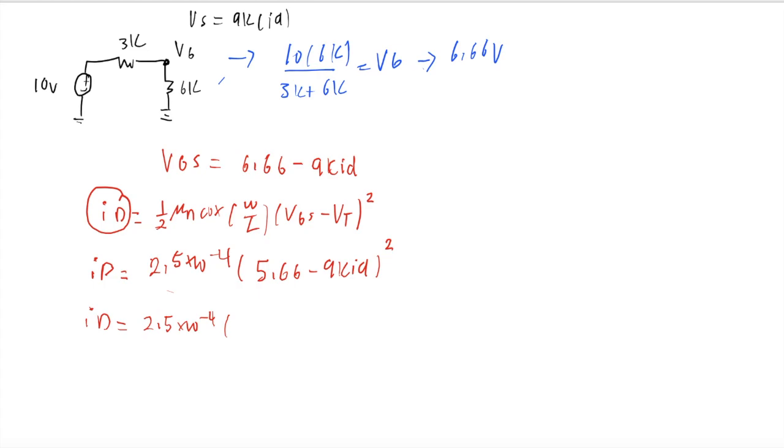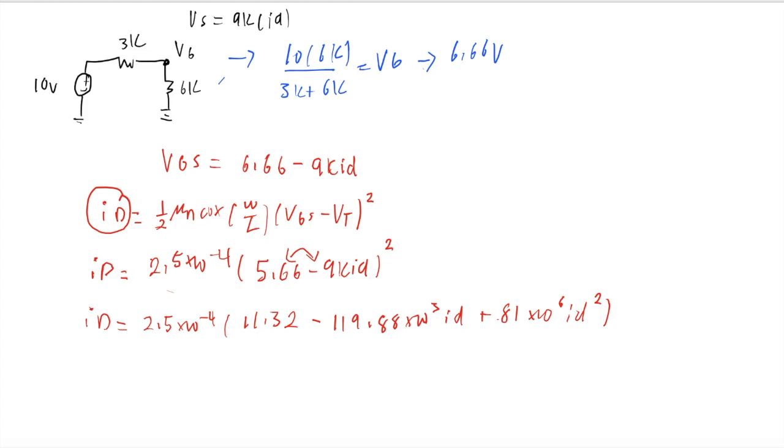So how do we simplify this equation? We'll square the first term. 5.66 squared is 11.32. Multiply both terms together and times it by 2. We'll get 119.88 times 10 to the 3 ID. And then we square the last term, so plus 81 times 10 to the 6 ID squared.